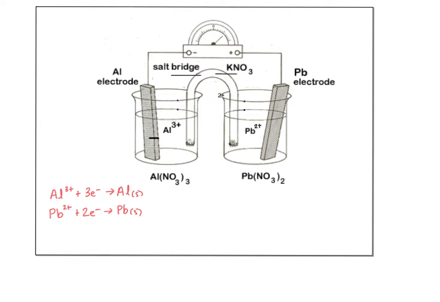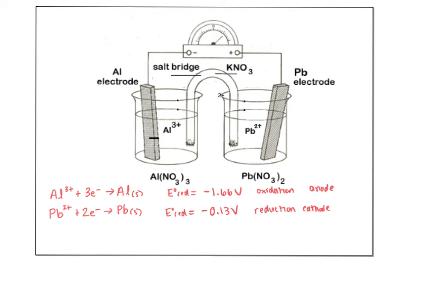Okay, on my chart, I am going to look up E reduction, and I get negative 1.66 volts. E reduction, and I get negative 0.13 volts. So I'm looking here, and it looks like my more positive is the negative 0.13, so this is reduction, and that's the cathode. So this must be oxidation at the anode.